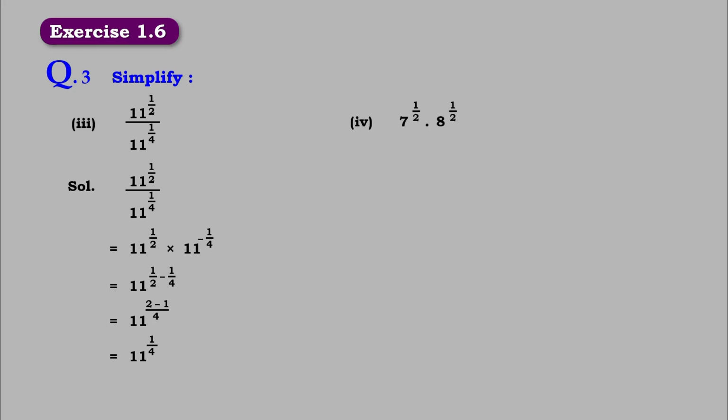Now next, 7 to the power 1 by 2 into 8 to the power 1 by 2. Here power is same, but base is different. So we'll apply a to the power n into b to the power n equal to (ab) to the power n, that formula. So 7 into 8 to the power 1 by 2, that is 56 to the power 1 by 2.